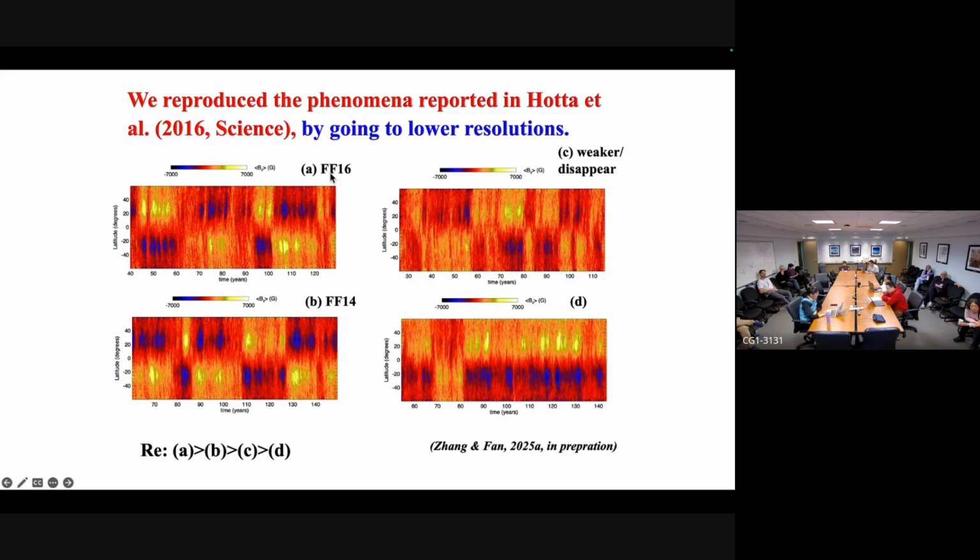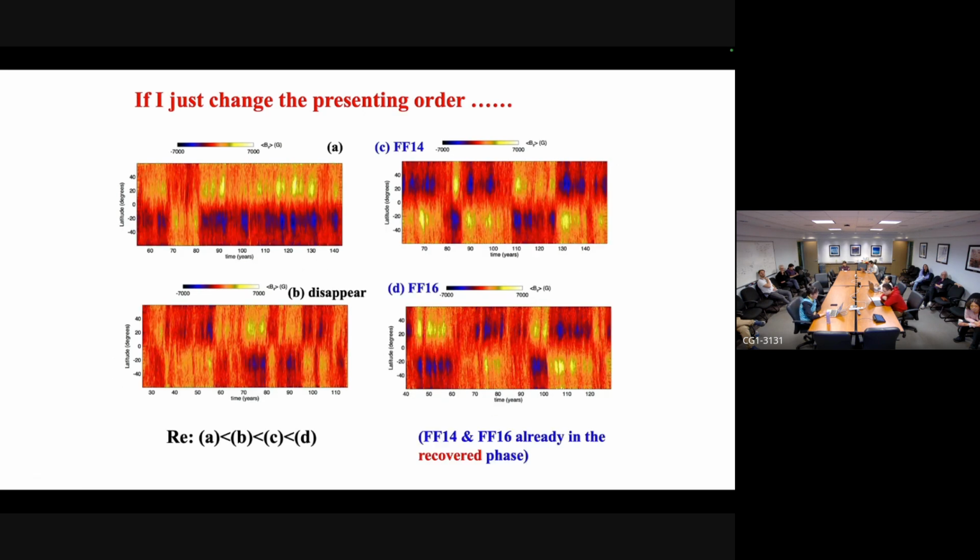You see, this is Yuhong's 16 paper, and this is the 14 paper. And if we go to lower resolution, you see here the dynamo sort of disappears, and then it reappears again, right? So this is from the Reynolds number going from high to low. But if I turn it around, I just change the order of presentation, so here A, B, C, D is from Reynolds number going from low to high, right?